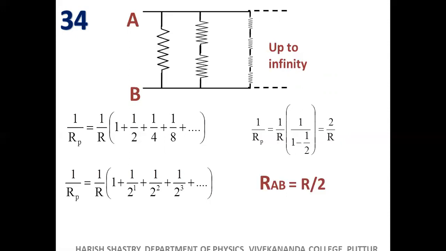What is Rp equal to? Rp is equal to R by 2. So the resistance between A and B is R by 2. Only a little bit of math background is needed, and the physics is very easy. All the chains are parallel, but each chain has series resistances, right?